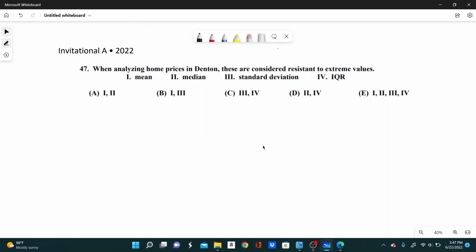Number 47. When analyzing home prices in Denton, these are considered resistant to extreme values. So we have 1 mean, 2 median, 3 standard deviation, and 4 IQR. This is something you would be introduced to in a statistics class, but I'm just going to give you a set of numbers, and we can use this set of numbers to approximate these. So I'm just going to use the set from 1 to 8.